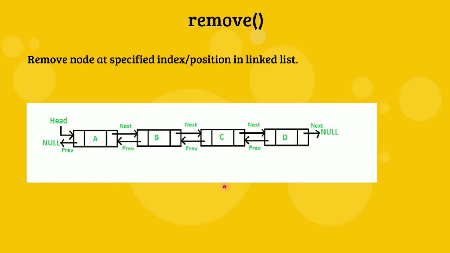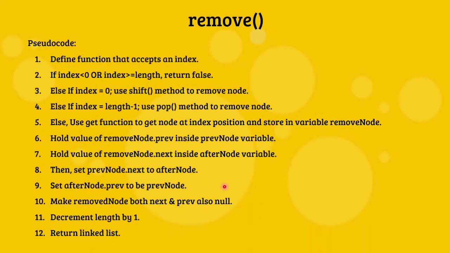Once our concept is ready, it's time to write our own pseudocode. So let's begin. Here, we will define a function that accepts an index. And then we will check if index is lesser than 0 or index is greater than or equal to length, then we will simply return false. That means the given index is invalid.